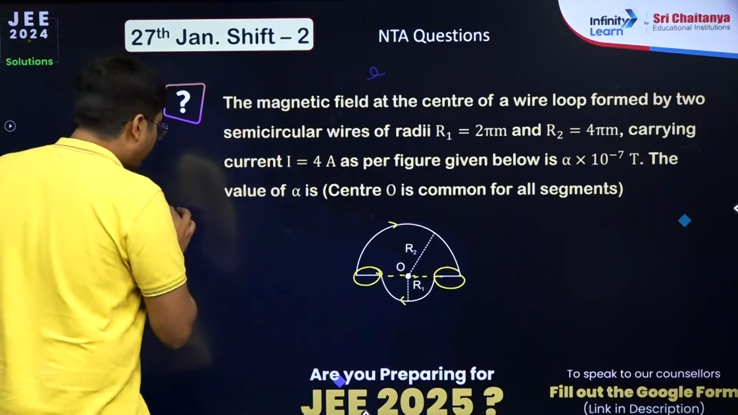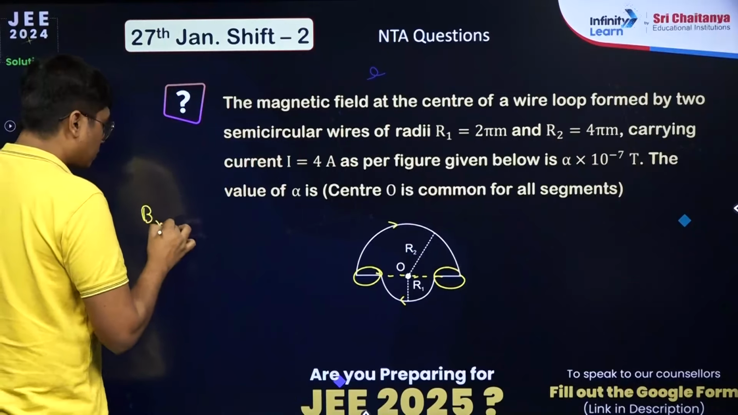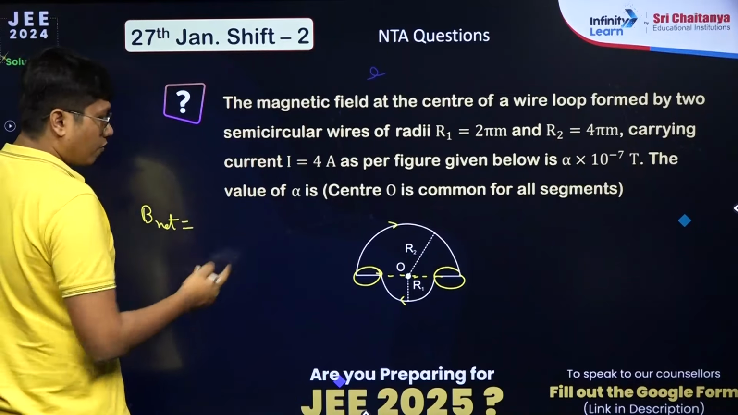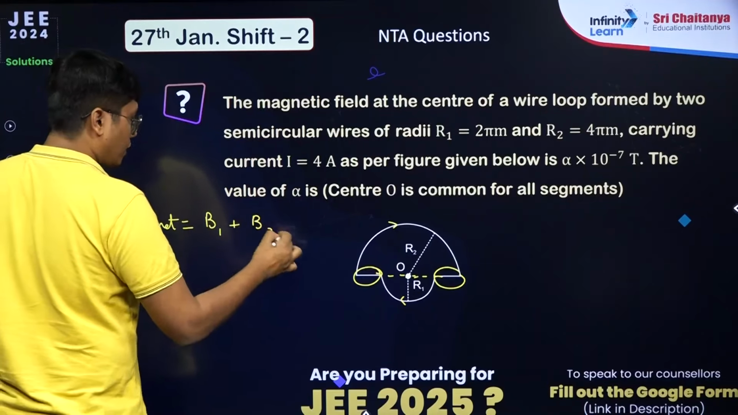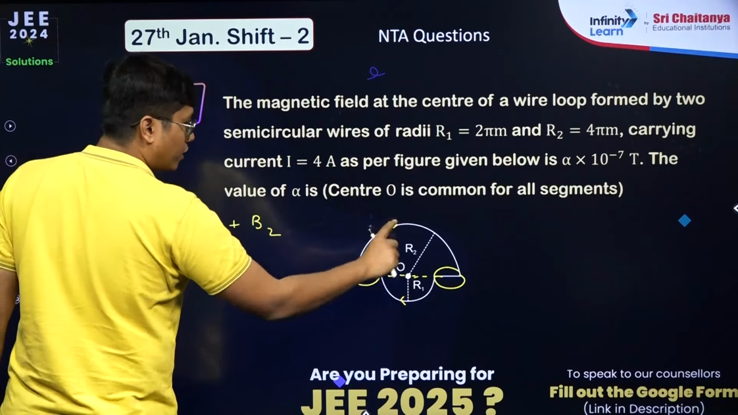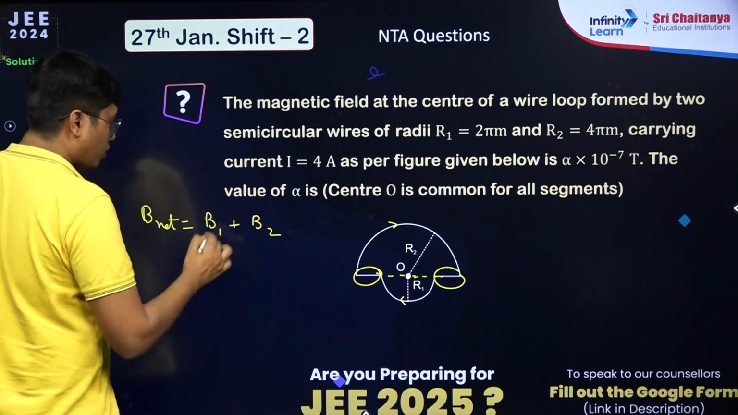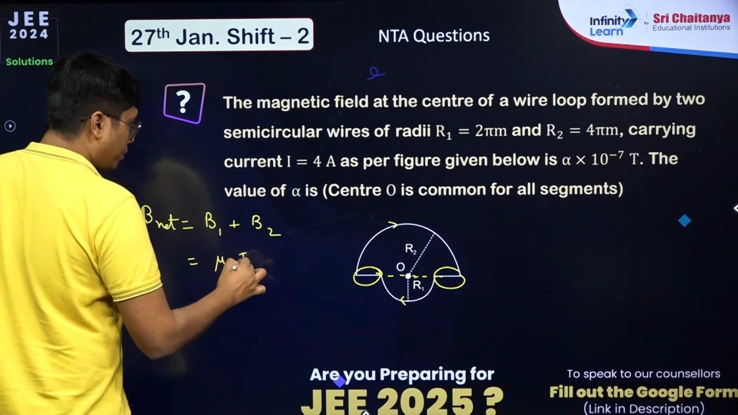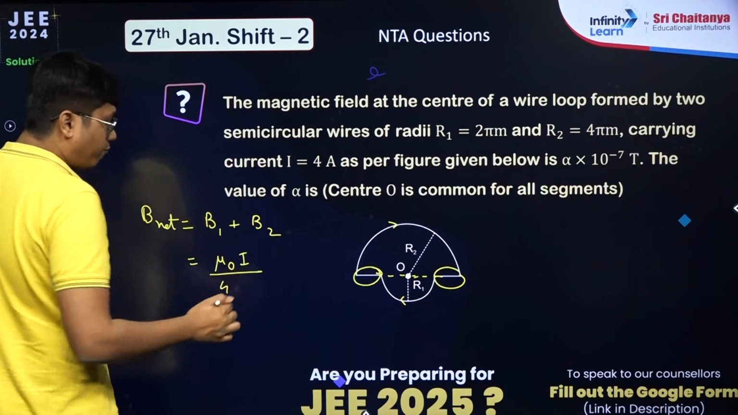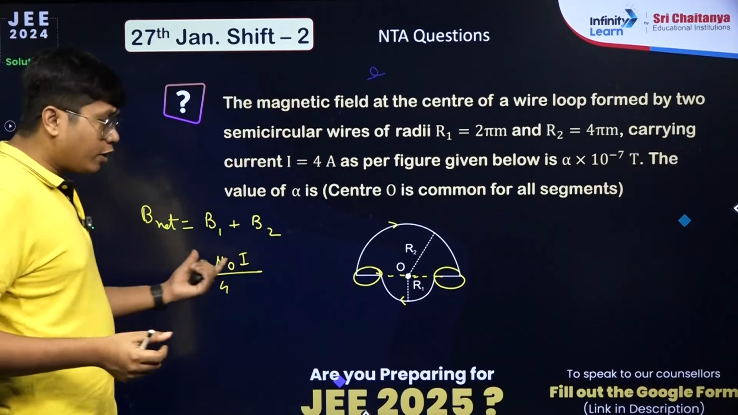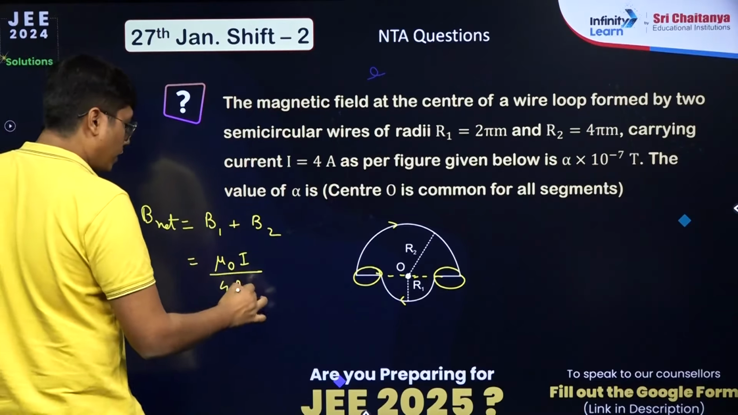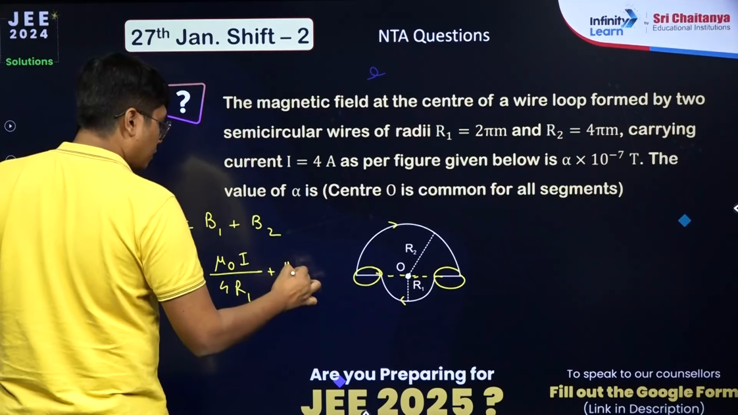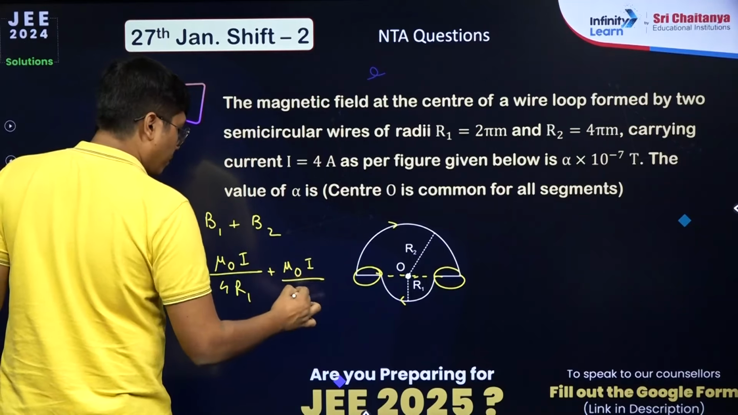So the net magnetic field becomes just B1 plus B2. B1 would be magnetic field from this R1, B2 would be for this R2. So it is mu naught I divided by 4R. It's generally 2R, but because these are semicircles, we'd go by 4R. So mu naught I by 4R1 plus mu naught I by 4R2.